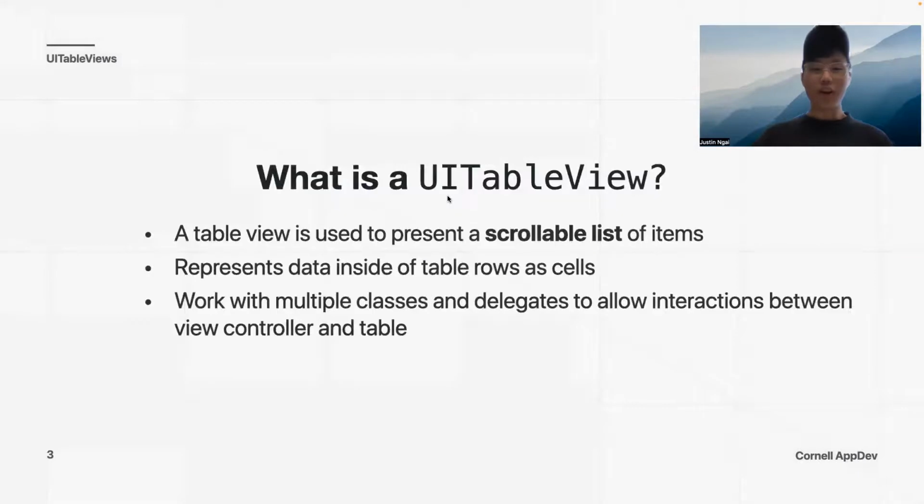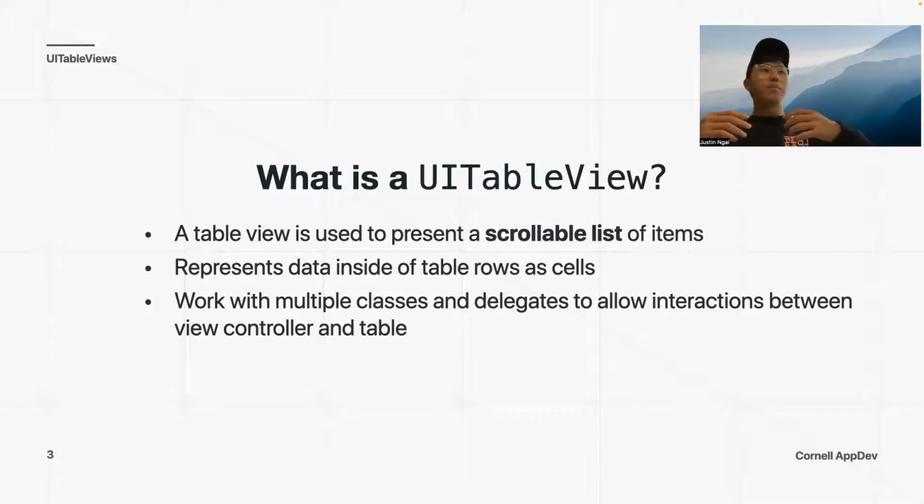So first of all, what is a UI table view? A UI table view is basically a way for you to present a scrollable list of items. Say, for example, your Spotify, right? You have a bunch of songs and you want to present them in a certain way. So that's the playlist screen, right? That would be a very natural use case of using a table view, because you want to present a list of items. And if you have more than 10, then you probably don't want to have them all on the screen, so you can have the users scroll to see all the things.